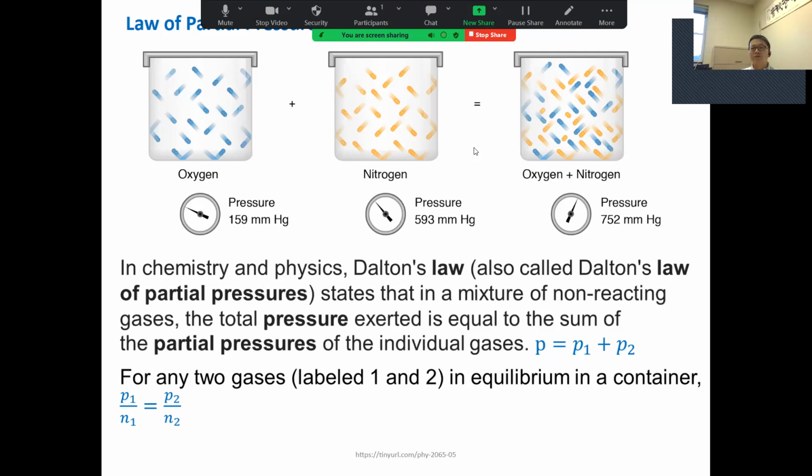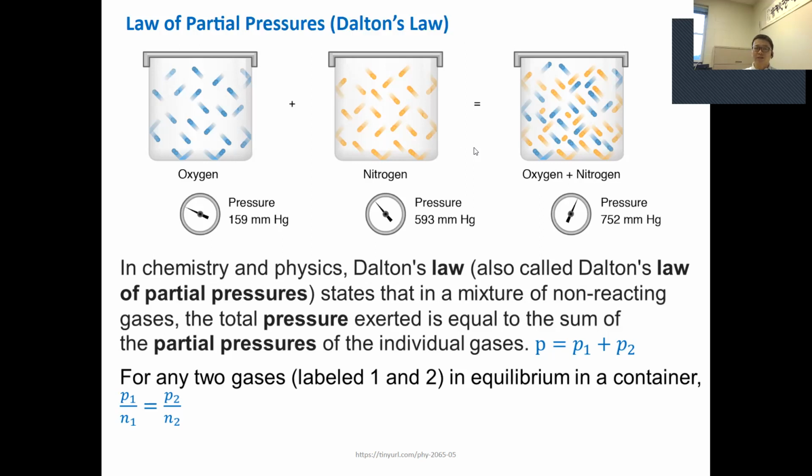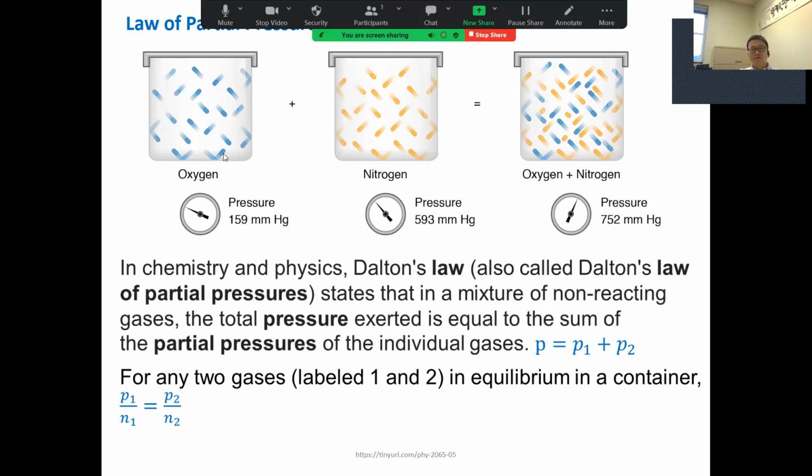It states that for a mixture of non-reacting gases, the total pressure exerted is equal to the sum of the partial pressures of the individual gases. So P total equals P1 plus P2. And for any two gases in equilibrium in a container, the pressures are also proportional to their amounts: P1 over n1 is equal to P2 over n2. So for example, if you have 21% oxygen, the pressure from oxygen will be 21%. And if you have 78% nitrogen in the container, the pressure from the nitrogen will be 78%. So it's just proportional to the composition you have.